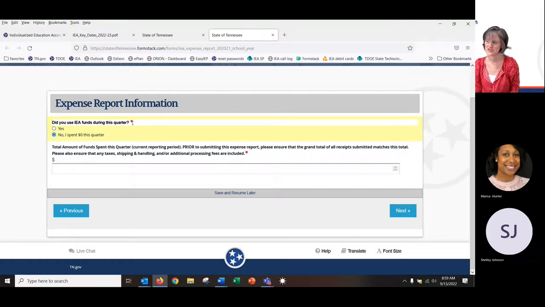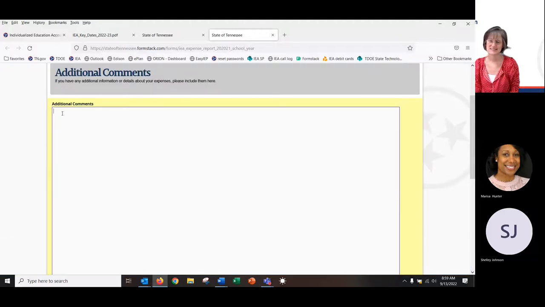Anytime you see the red star in Form Stack, it means you have to put something in that blank. So I spent zero funds this quarter, I have to put a zero in that blank. If I say that and click next, it's going to skip all of the rest of the questions on this expense report and take me almost to the very end and ask if I have any additional comments, which I can type there.